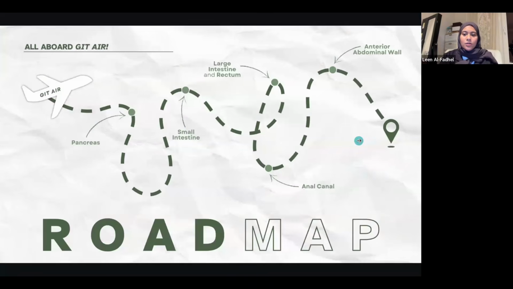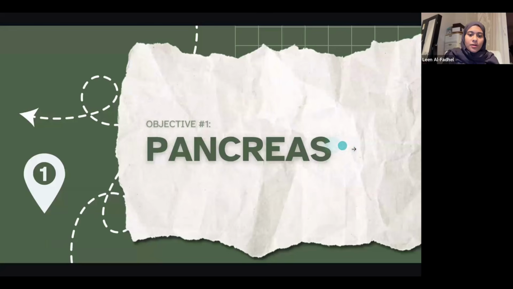So, let's get started. This is what our roadmap looks like today. I'll be covering pancreas, small intestine, and the large intestine and the rectum, and Humaira will take care of the rest, inshallah. So, let's start. First of all, with the pancreas.